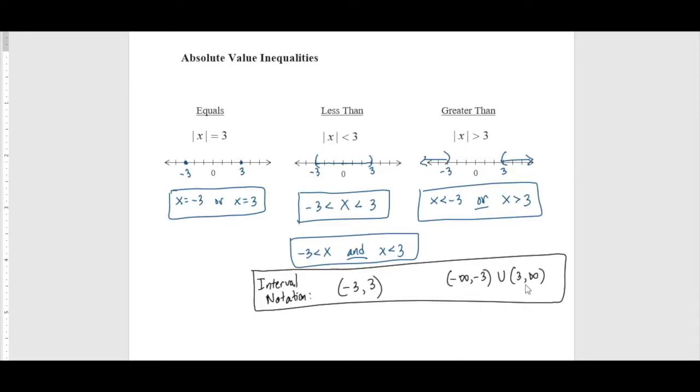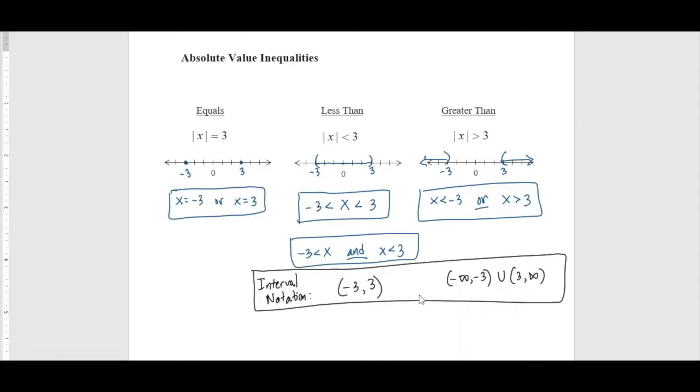The interval on the right is from 3 to positive infinity. So 3 is the lower bound, not included. And there is no upper bound. It goes all the way to infinity. This is the union symbol, which means or. So it means anything in this interval or in this interval.